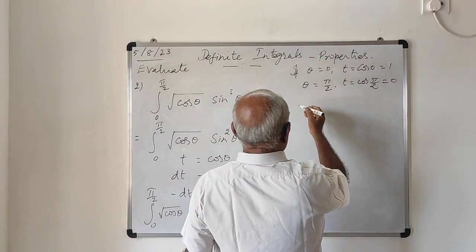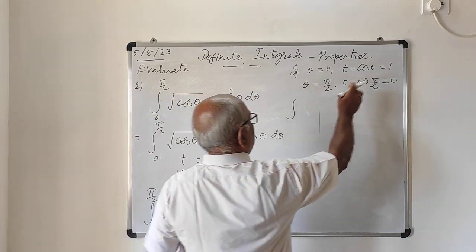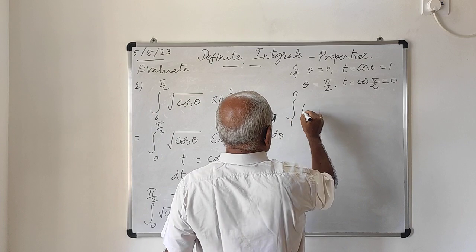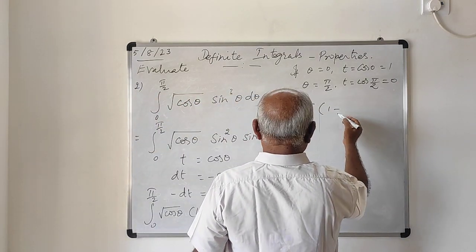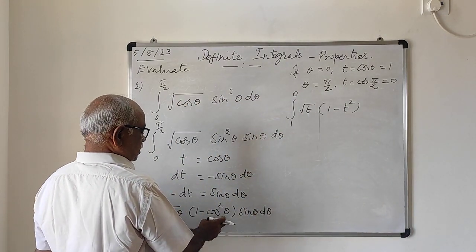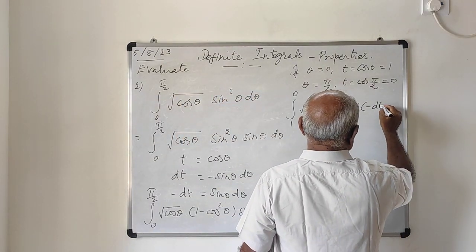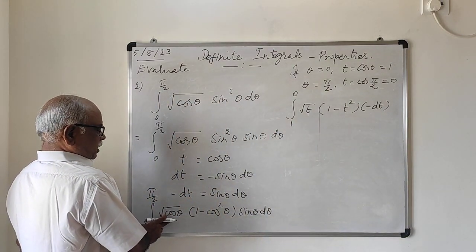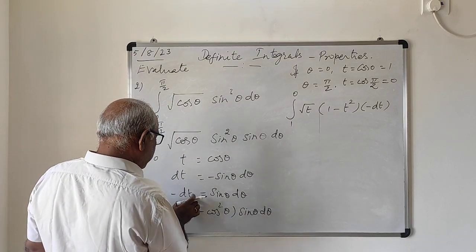Therefore, the problem becomes, instead of 0 to pi by 2, the integral from 1 to 0. Root of cos theta is root t, because cos theta is t. Into 1 minus cos square theta is 1 minus t square, into sin theta d theta is minus dt. These are the substitutions we have given. Cos theta is replaced by t, therefore root t into 1 minus t square into sin theta d theta is minus dt.